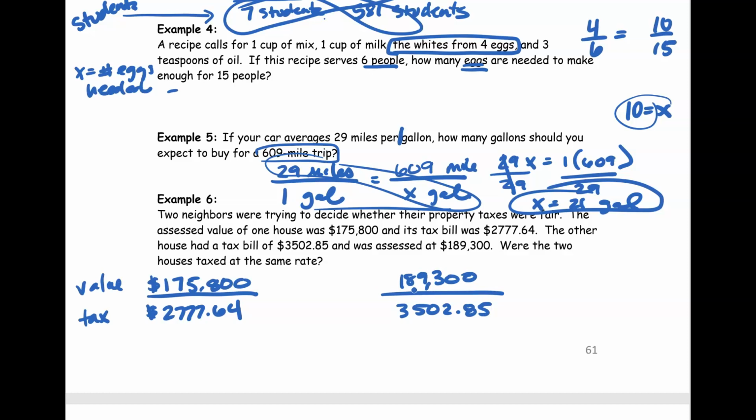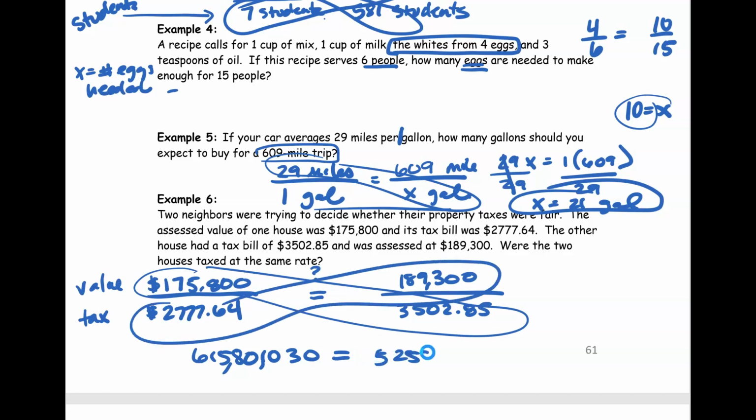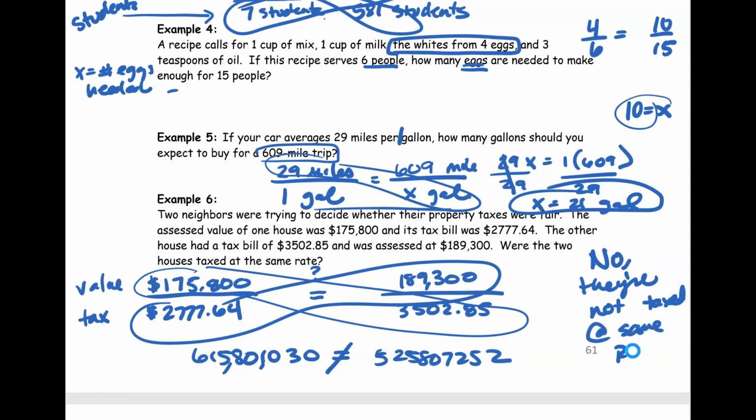So there are a lot of different ways you could do this problem. One way is to set this equal, and we're questioning whether or not they're equal, and we could test that by cross multiplying. So if you multiply those together, we get 615 million and some change. And then I'm going to multiply these two numbers, and I get this number. And I see that they are not equal. So we can say, no, they're not taxed at the same rate.